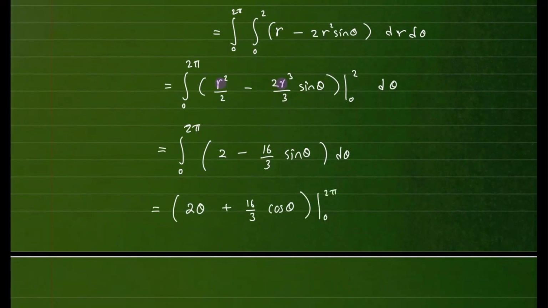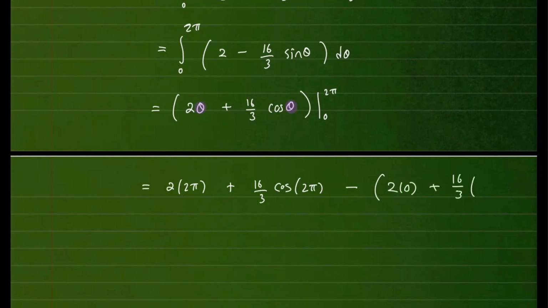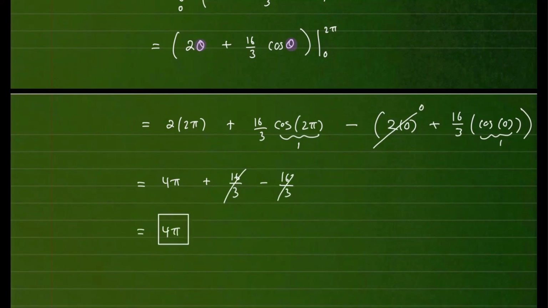Now we evaluate from 0 to 2 pi. Plugging in 2 pi for theta first, you'll have 2 times 2 pi plus 16 over 3 times cosine of 2 pi. And then minus, when you plug in 0 for theta, you have 2 times 0, and then plus 16 over 3 times cosine of 0. All right, so that's finishing up the substitution. We know 2 times 0 is 0. Cosine of 0 is 1, and cosine of 2 pi is also 1. So this is 4 pi plus 16 over 3 minus 16 over 3. This will cancel out, so we have just 4 pi. All right, so that is our outward flux. I hope this makes sense. See you next time.